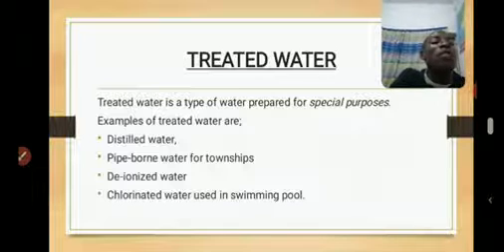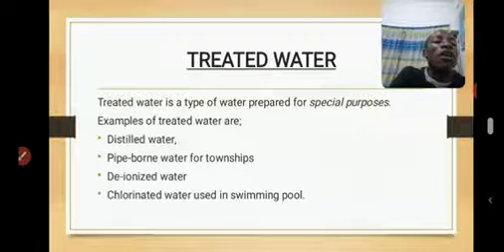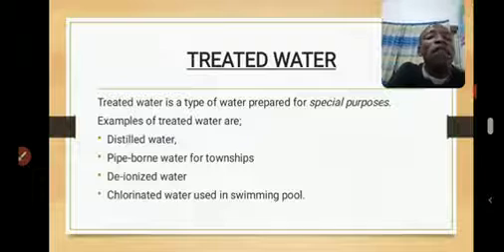So what are examples of treated water? Water that have been treated, we have different examples of them.